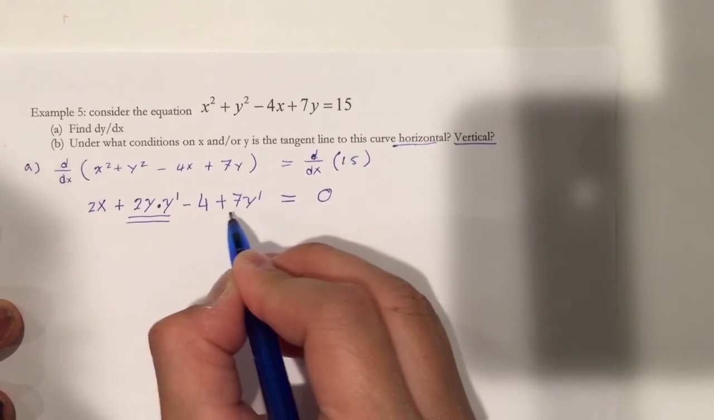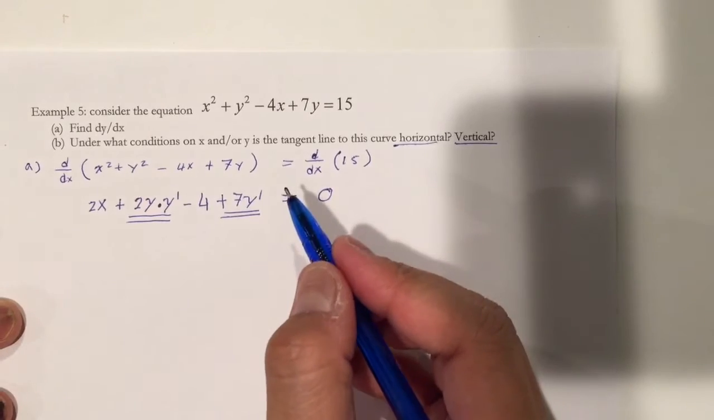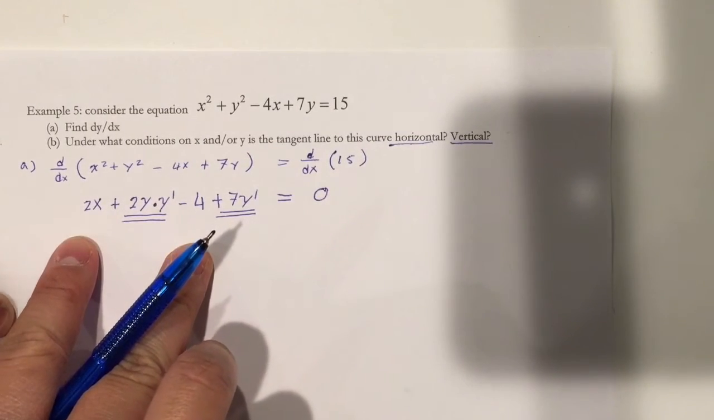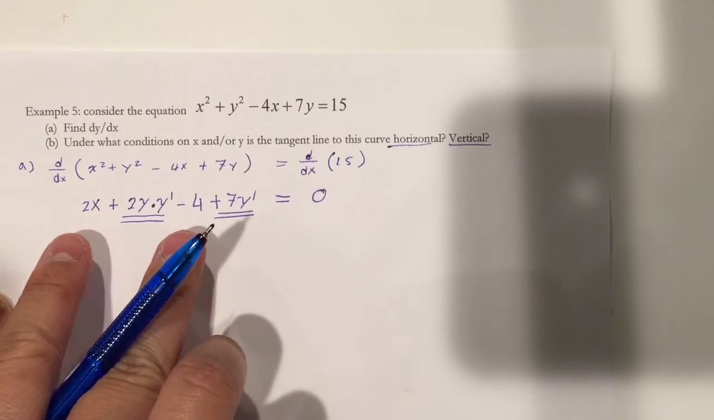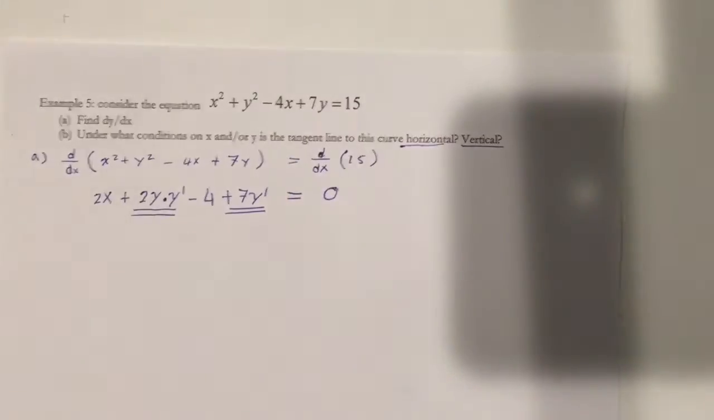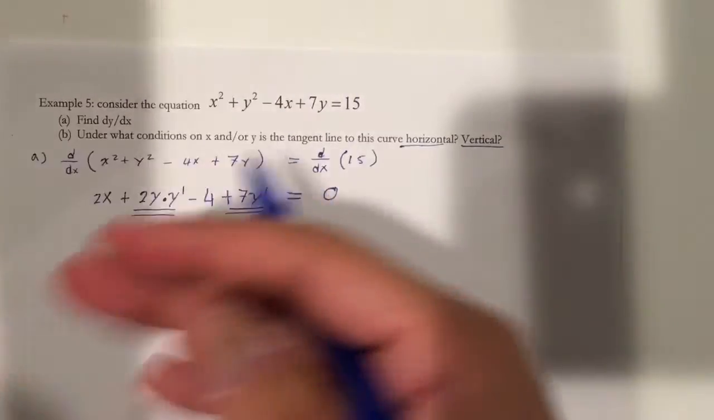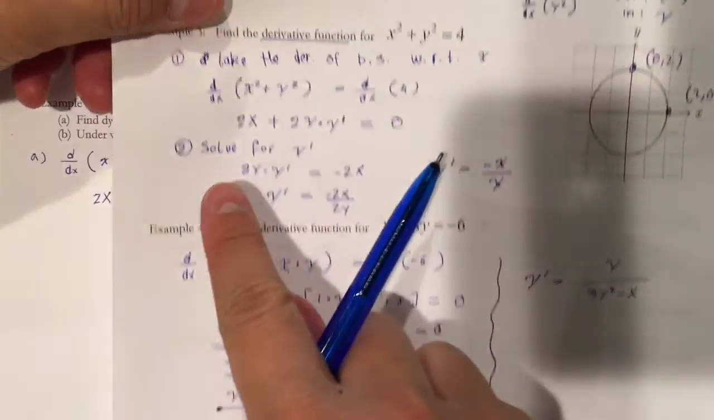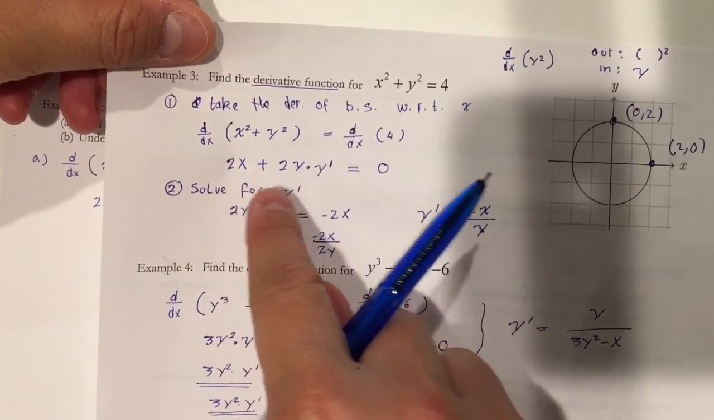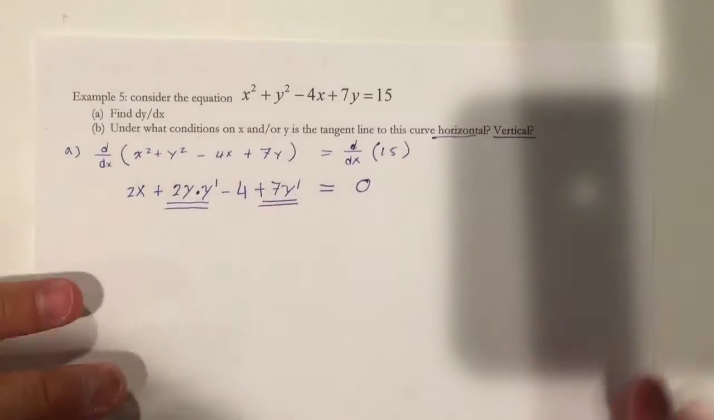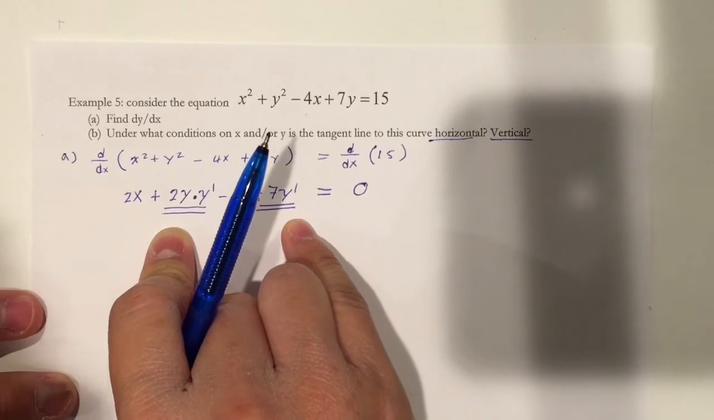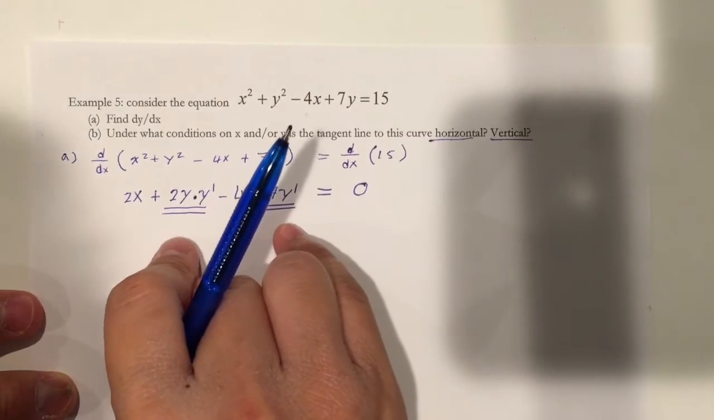We'll be doing something to those terms, but first, because we want to solve for y prime, that's how we find the derivative, by solving for y prime. That's the next step. Don't forget that. Look over here, we take the derivative of both sides, then we solve for y prime. I underline those because those two terms contain y prime, so leave those two terms alone for now.